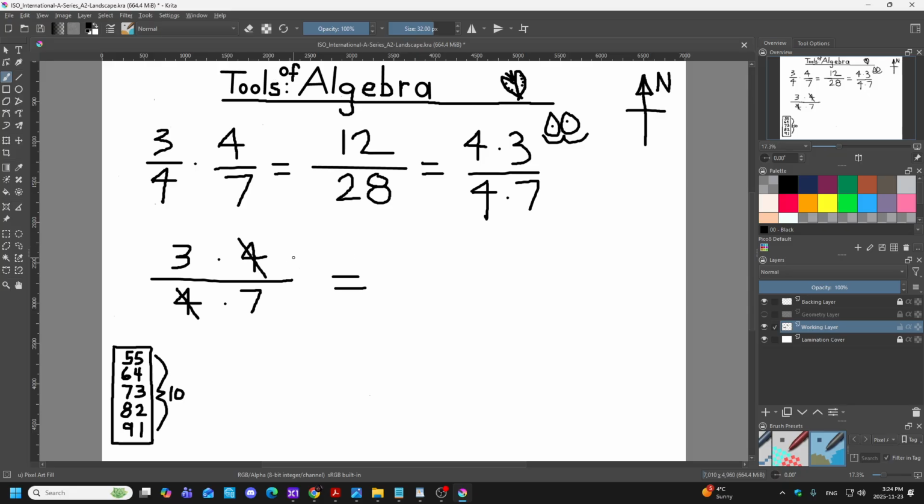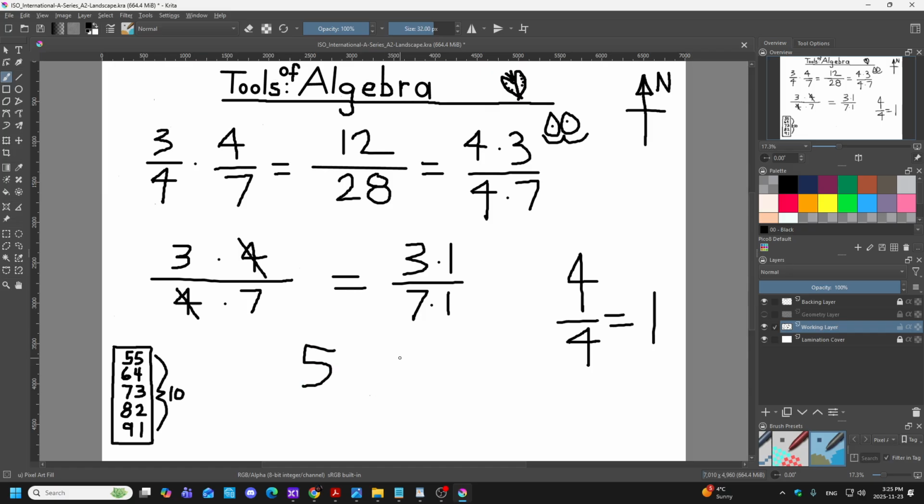Final answer, we end up with 3 times 1 essentially, and 7 times 1, because 4 divided by 4 can also be written as 1 over 1, right? Because it equals 1. If I take a whole number 5, I can call it 5 over 1. It's no different with a whole number 1. I could say 1 over 1. It's all the same, boys and girls, all the same.